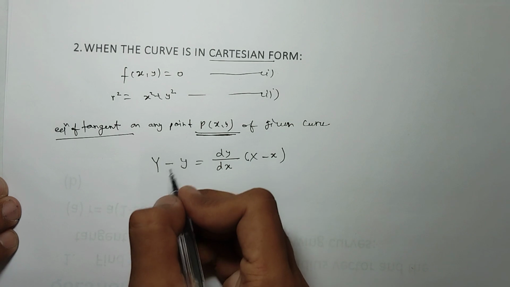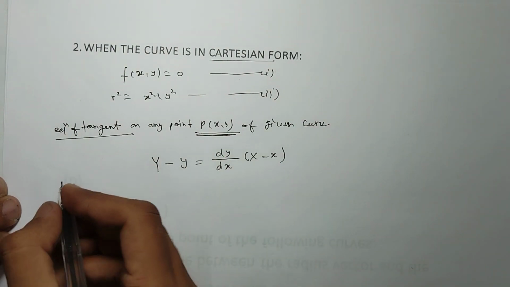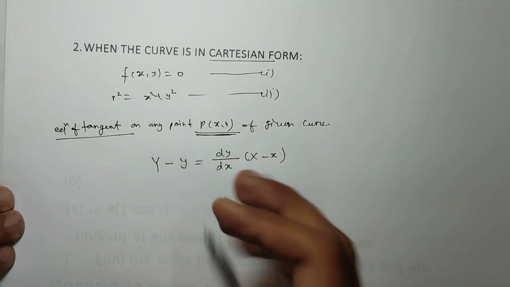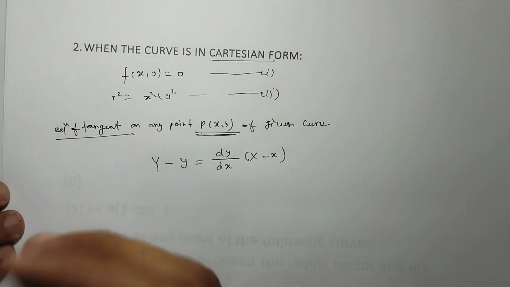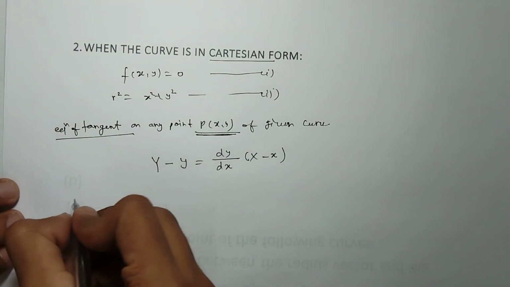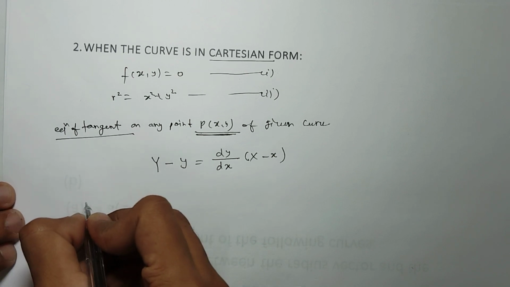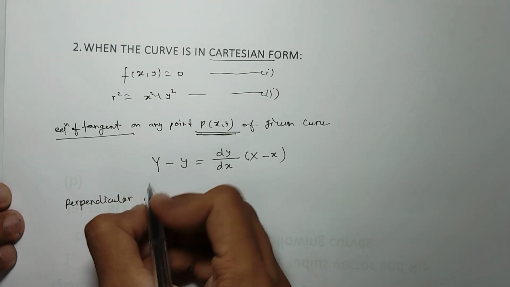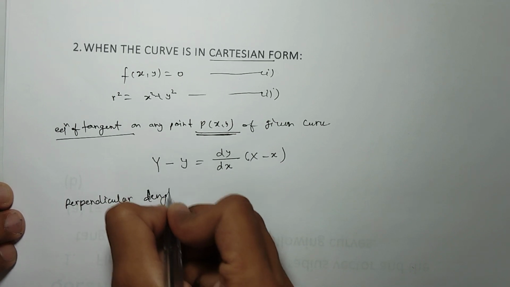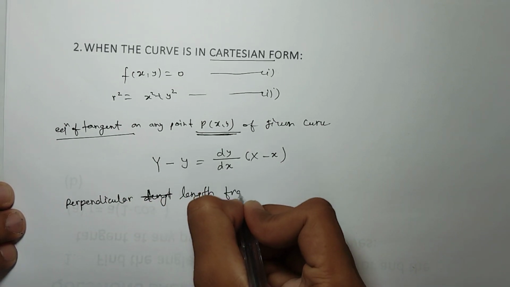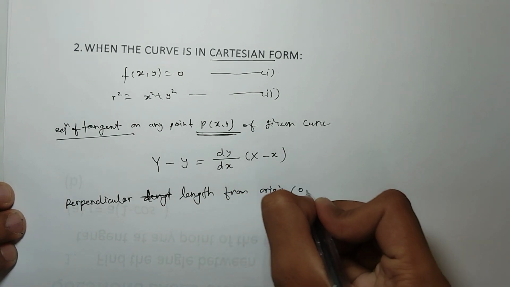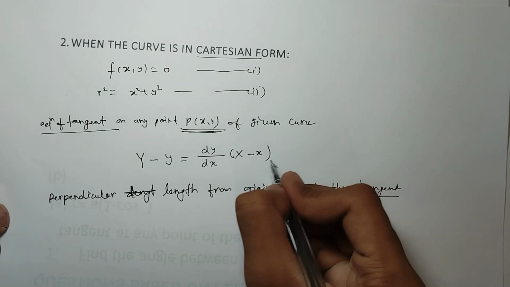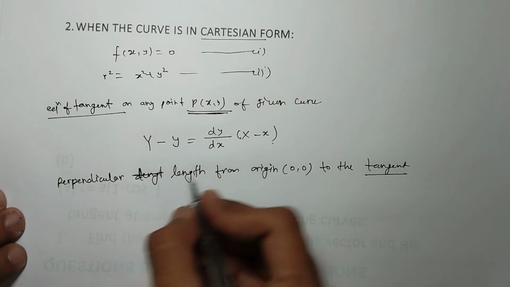ओके, तो हमें निकालनी है मूल बिंदु से गुजरने वाली, दैट इज ओरिजिन. ठीक है, तो हमें जो लंब की लंबाई निकालनी है दैट इज परपेंडिकुलर डिस्टेंस फ्रॉम ओरिजिन 0,0 to the tangent. What is our tangent? This is our tangent. Now this is equation number 3.